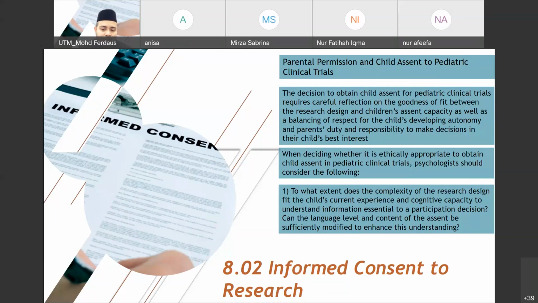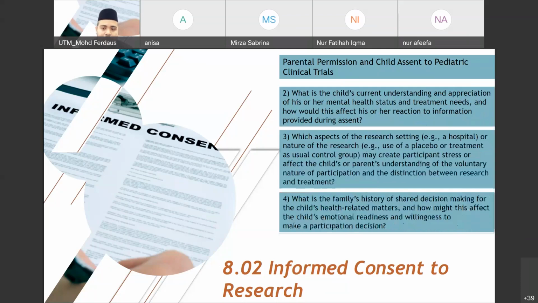And can the language level and the content of the actions be sufficiently modified to enhance their understanding? Say, for example, you are conducting in Malay and they don't really understand standard Malay, you need to use the slang of their place. If you go to Kedah, you need to speak Kedah dialect. If you go to Borneo, you need to speak their dialect, to make sure that they understand.